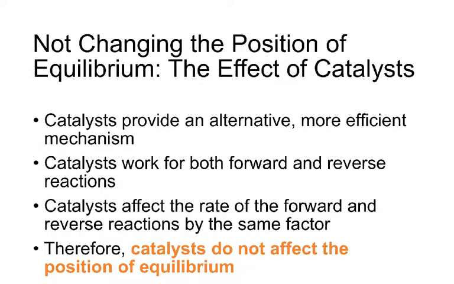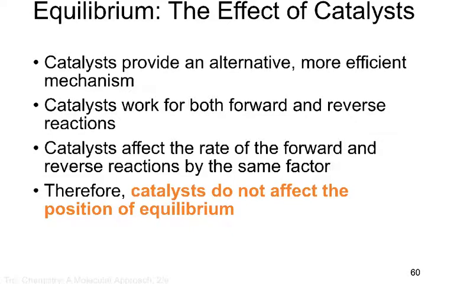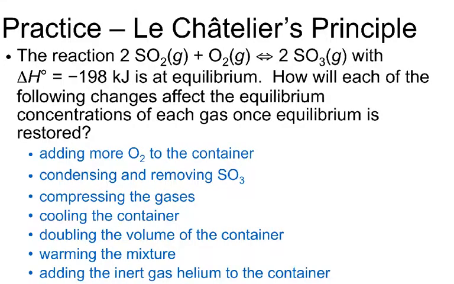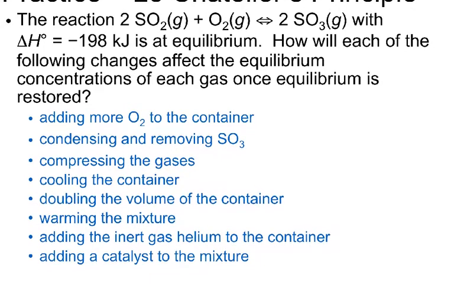There are some things that don't affect the position of equilibrium. Catalysts provide an alternate mechanism. They work equally on the forward and reverse reaction, and they're not going to affect the position of equilibrium. Let's work through what's going to change in our reaction if we do these different things.